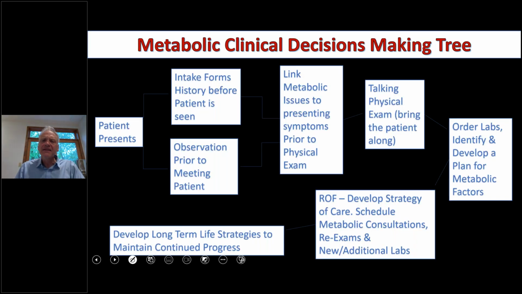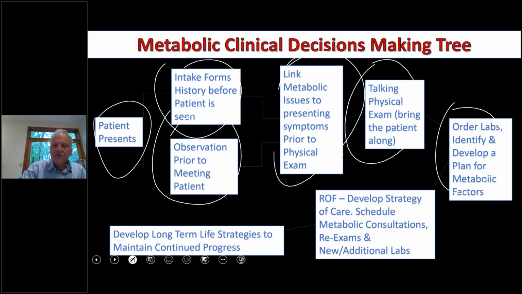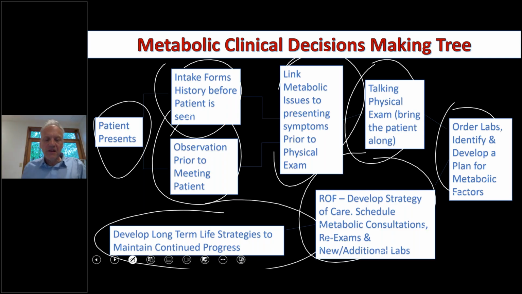All right, so metabolic clinical decision tree. Of course, patient presents, we do our history forms like we talk about. We figure out what issues, presenting symptoms prior to the physical exam. We do the physical exam, walking through that process. We order the labs, and then we develop a strategy. And the ultimate is developing a long-term life strategy to maintain continued progress.